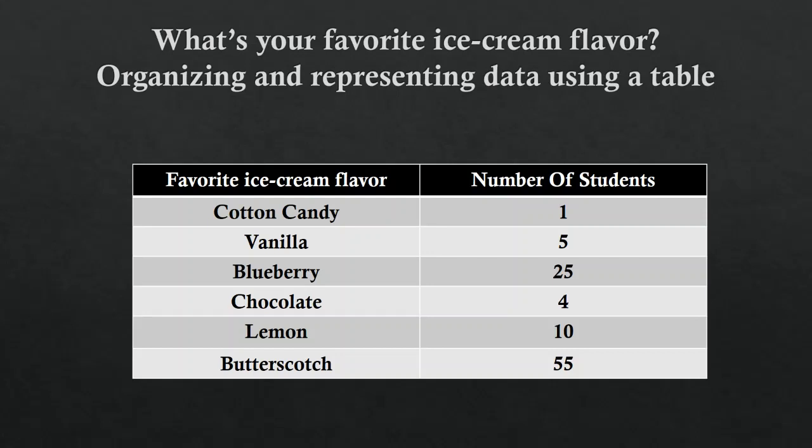For the cotton candy, we got 1. For the vanilla, we got 5. For the blueberry, we got 25. Chocolate, we got 4. Lemon, we got 10. And butterscotch, we got 55. And that's how a table is used to organize and represent data.